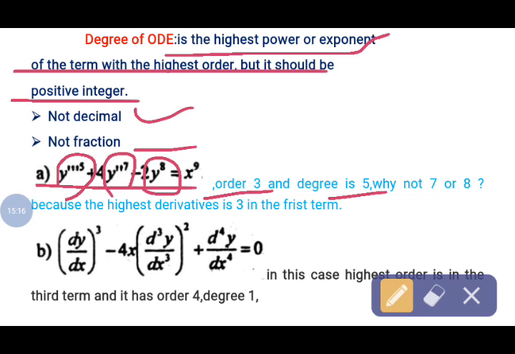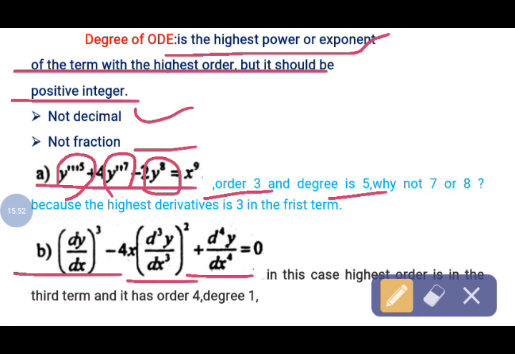Example B: in the first term, y is only differentiated one time with respect to x, in the second term y is differentiated 3 times with respect to x, and in the third term y is differentiated 4 times with respect to x. And check for a decimal or fraction and a negative exponent. All are written in the form of positive integers. Therefore, now compare the order of all terms.